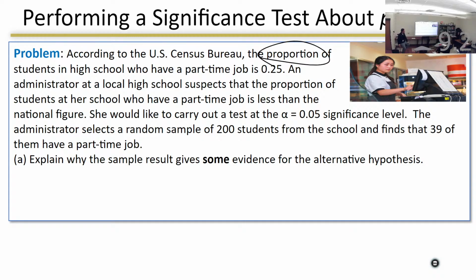An administrator at a local high school suspects that the proportion who have a part-time job is less than the national figure. You can already see how this is going. I've got a Ho, now I've got a Ha. She would like to carry out a test at the 0.05 significance level. The administrator selects a random sample of 200 students and finds that 39 of them have a part-time job. Explain why the sample gives some evidence.